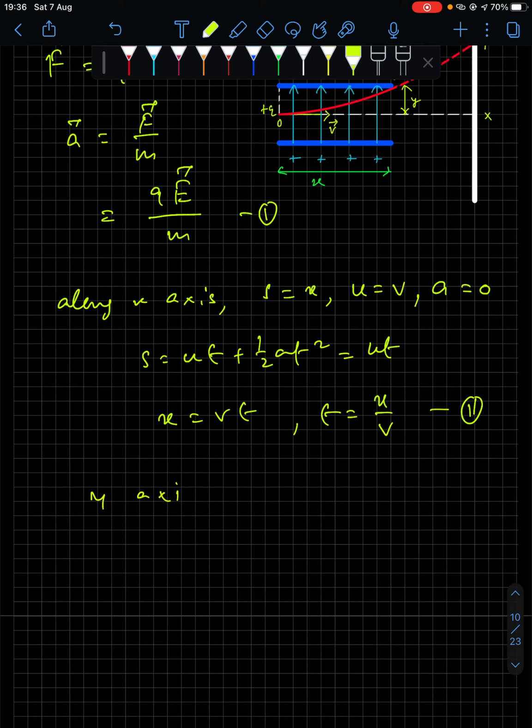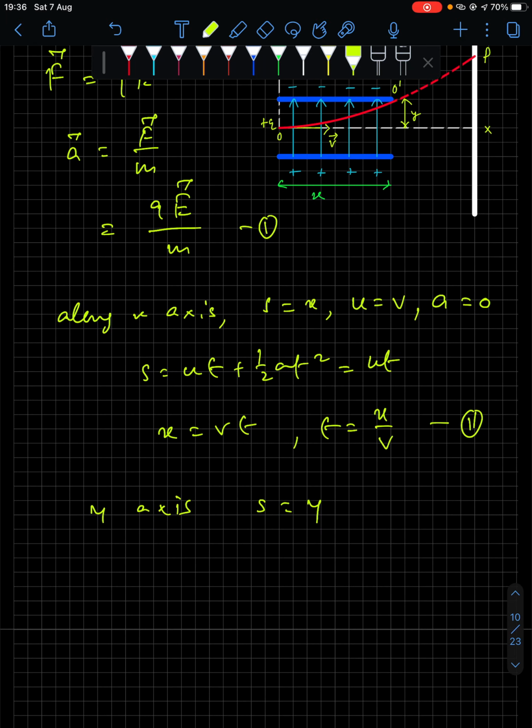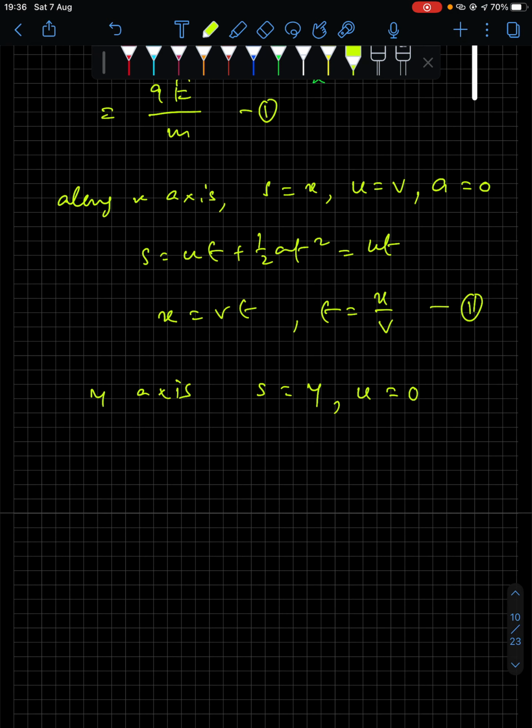Now let's focus on the y-axis. Along the y-axis the vertical displacement is y, right? S is y, and initially it had no velocity along the y-axis. So initial velocity is 0 along the y-axis. Therefore y equals half of a t square. We can write down the same relation.